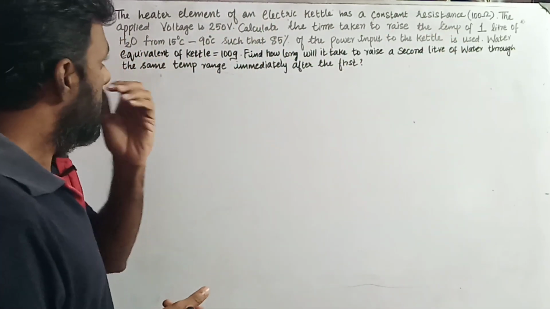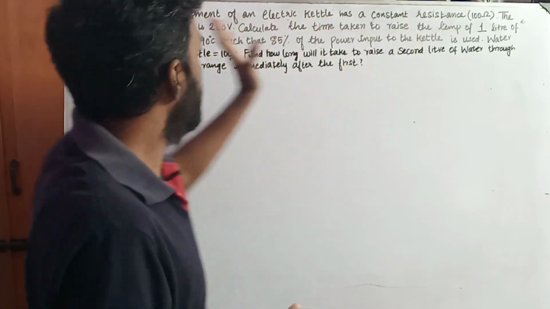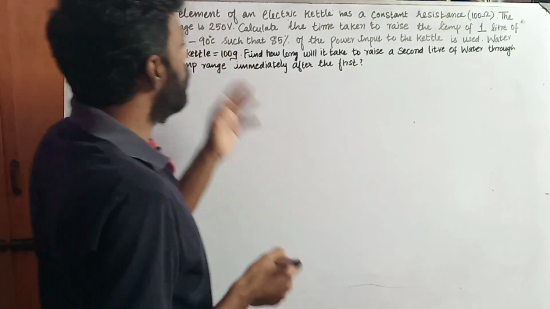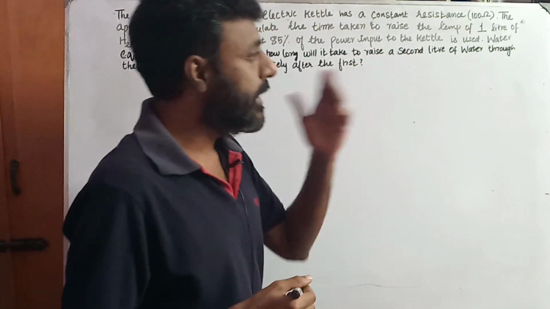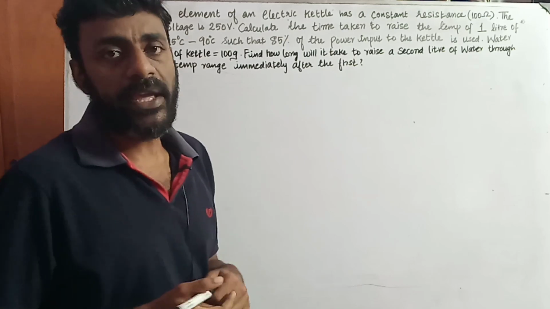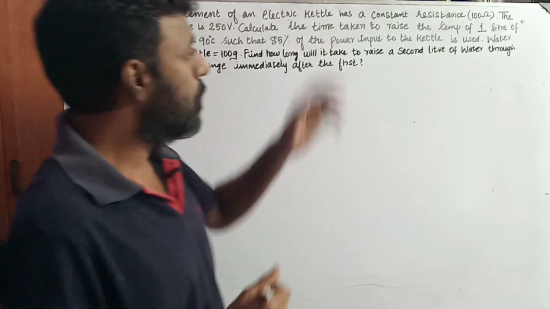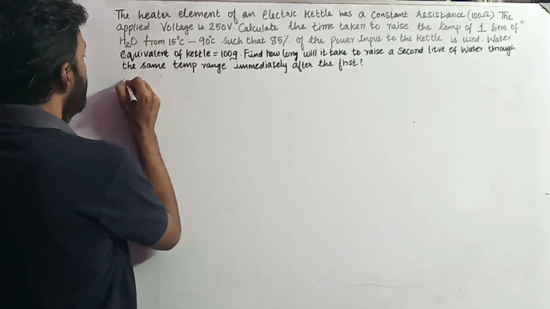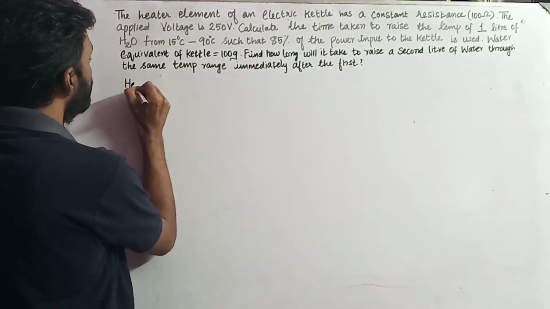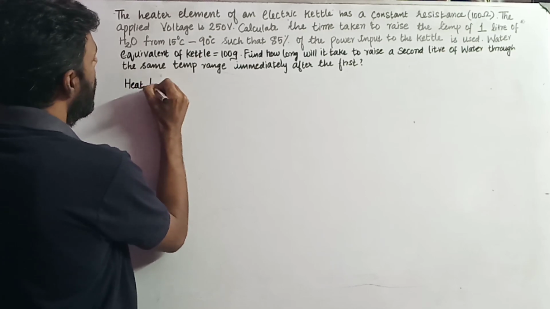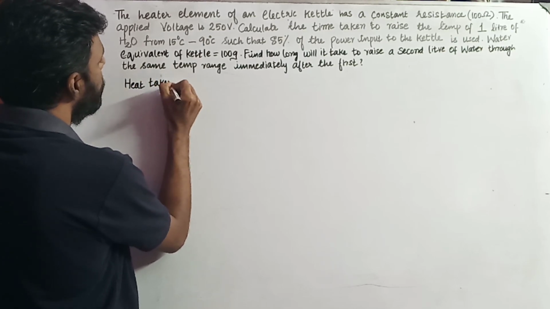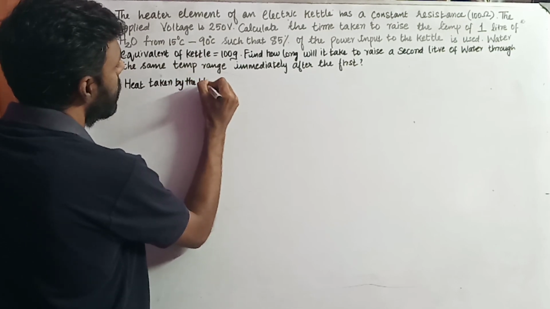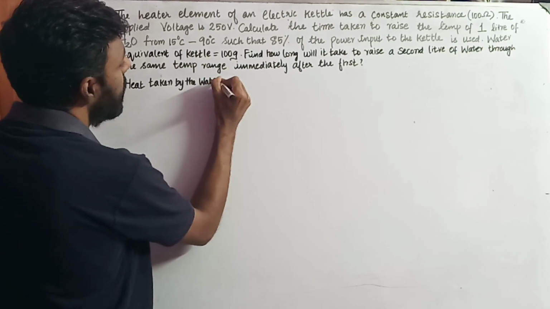Now what we can do is, we know that we have a resistance and we have a voltage. Since we have a resistance and a voltage, we can find the current by Ohm's law. So the first step is to find the heat taken by the water.